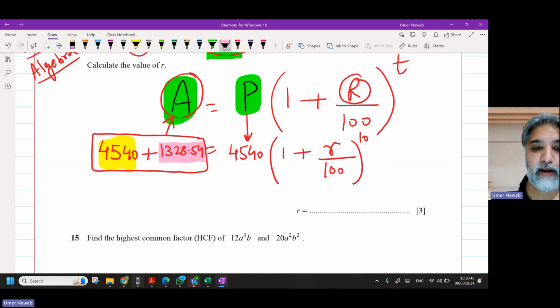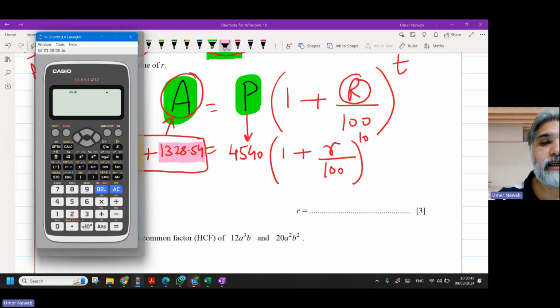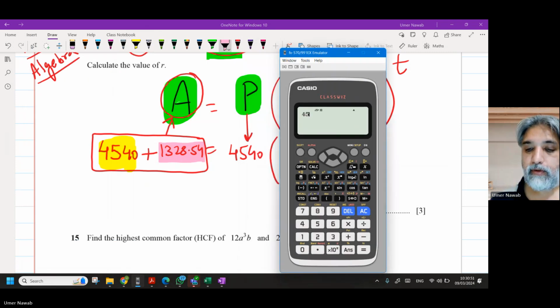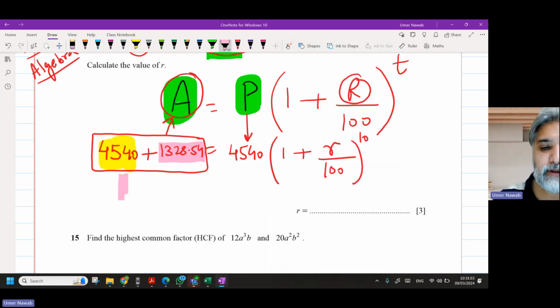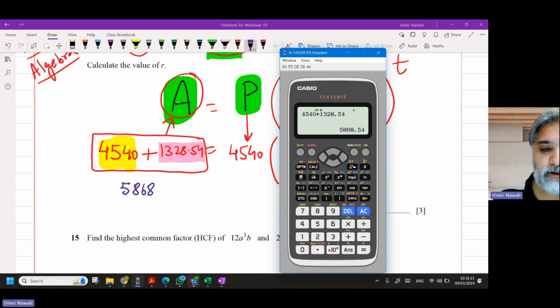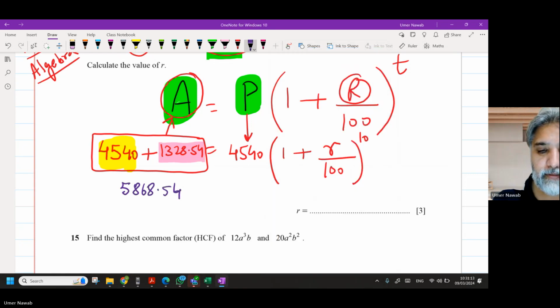Now I need to simplify. 4540 plus 1328.54, and I got my answer 5868.54. This equals 4540 times bracket open, 1 plus r over 100, raised to the power 10.